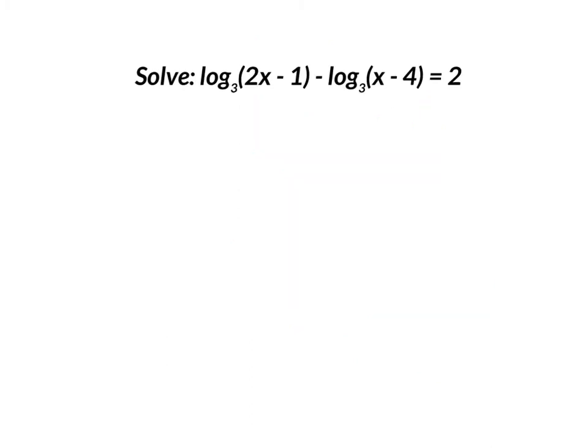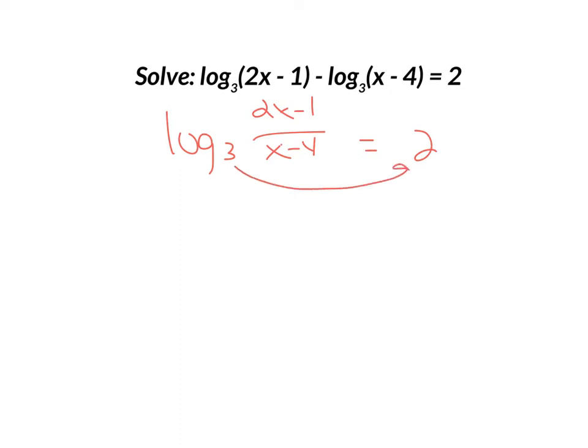Okay, this one's real similar to the last one, except it's got subtraction in it. Just a quick review of what you do with subtraction. When you see 2 logs subtracted, remember that means division. So I'm going to say log base 3 of (2x minus 1) over (x minus 4) equals 2. And there again, I've got 1 log. Whenever you have 1 log, you do the log thing. You do 3 to that power equals that. So I'm going to say (2x minus 1) over (x minus 4) equals 3 to the second power, which is 9.